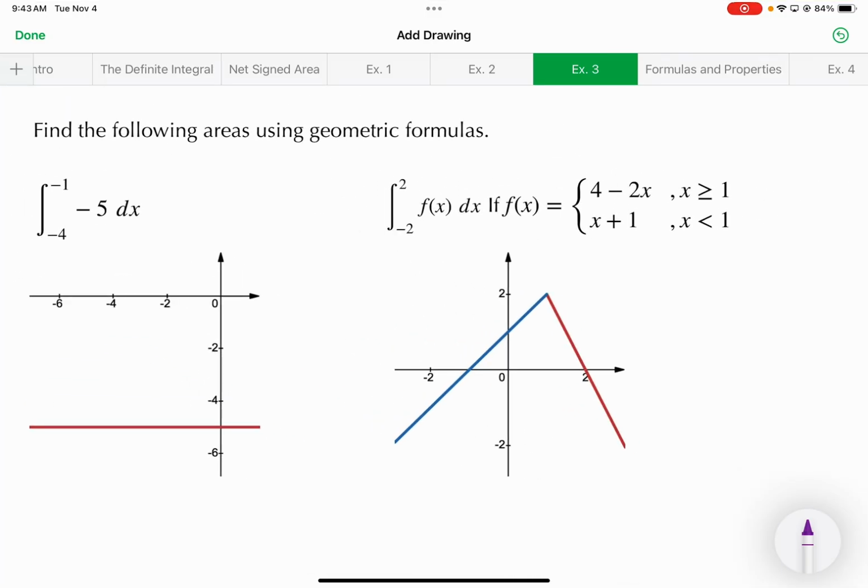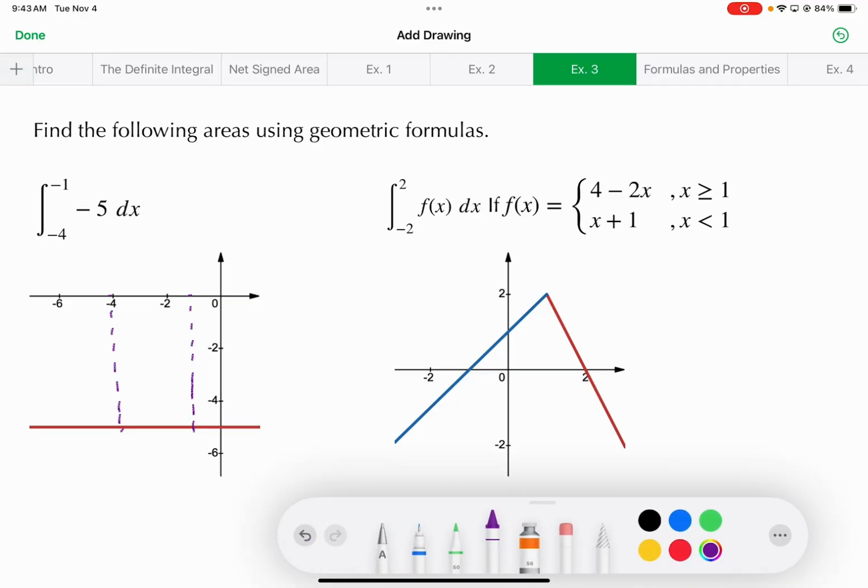All right, here we go. Let's do these. This first one's pretty basic. I don't think it's too bad. All right, so our first is just going to be another rectangle.